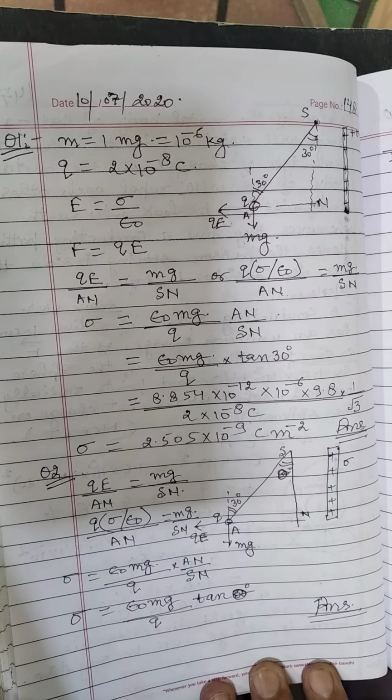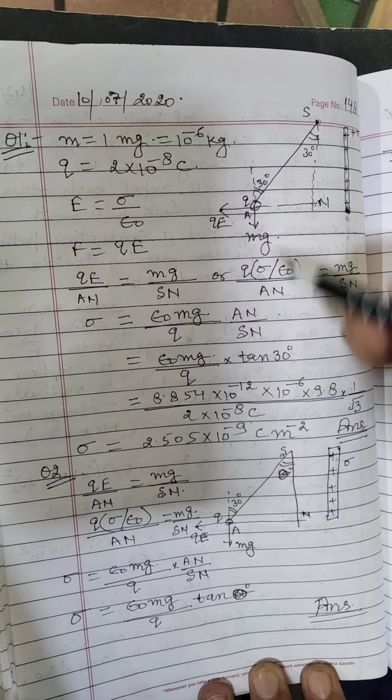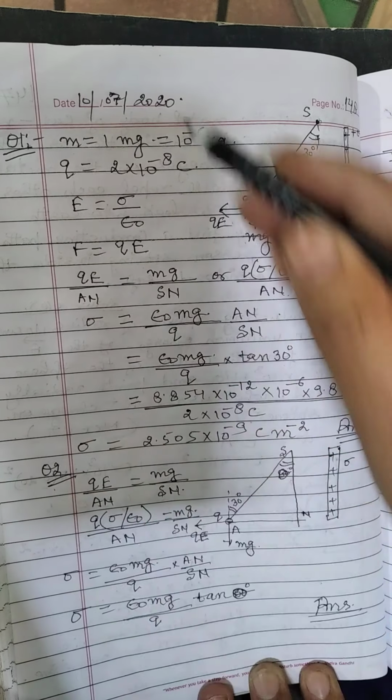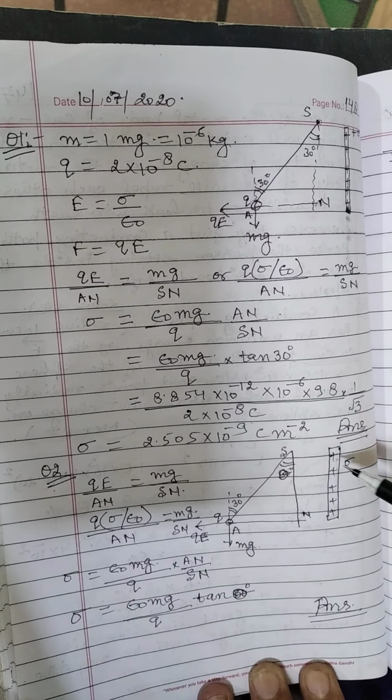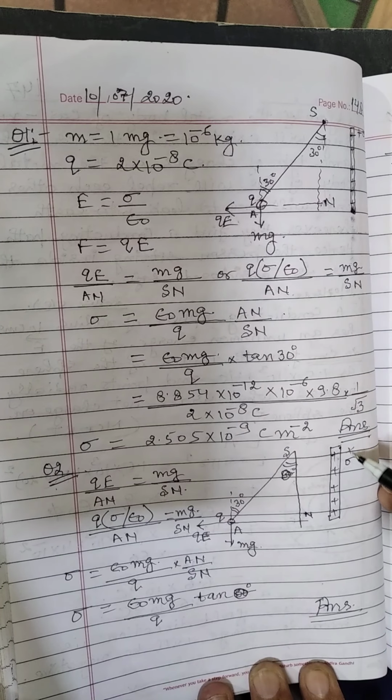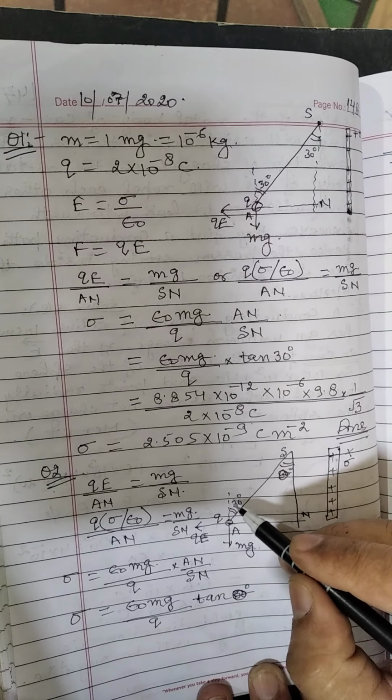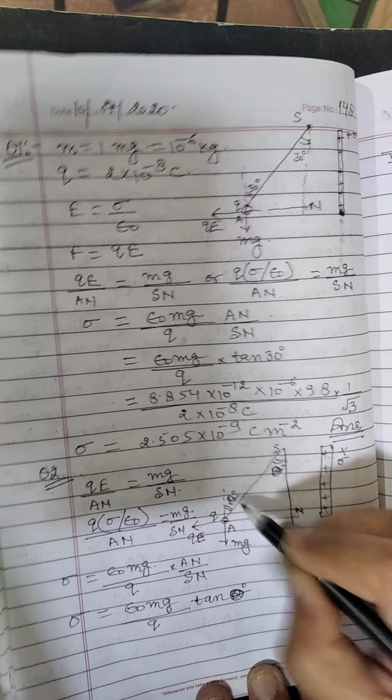Now, similar is the problem, but I think the second problem is more important than question number 1, because here also the same type of question. The sheet is there, plus sigma charge density is there, and this angle is theta, and this angle is not 30, it is theta.